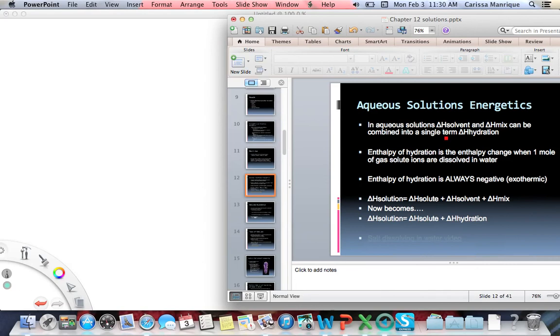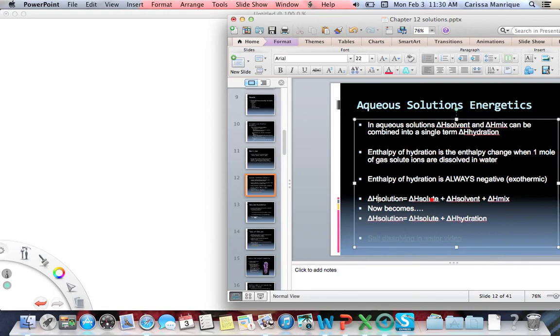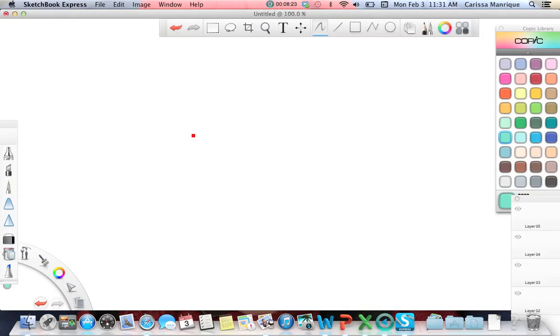In an aqueous solution, so that just means something in water, what they do is they combine the delta H of the solvent and delta H of the mixture, and they just call it delta H of hydration. Okay? So basically, instead of saying delta H solution equals delta H solute plus solvent plus mixture, it's actually just the solute plus hydration. So they combine these two and they just call it delta H of hydration. Okay? Enthalpy of hydration is always negative. It's always exothermic.